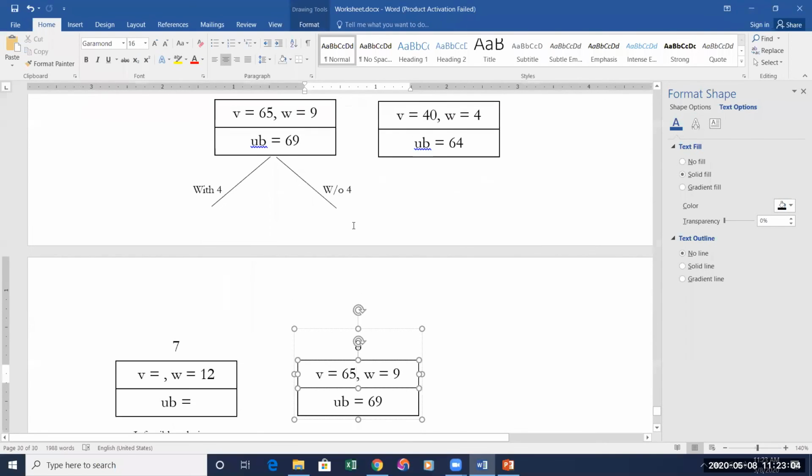So initially it is without 4. Without 4 means you are not considering the item number 4. Initially the value was 65, it remains as it is. Initially the weight was 9, it also remains as it is. Now you have to calculate the upper bound.